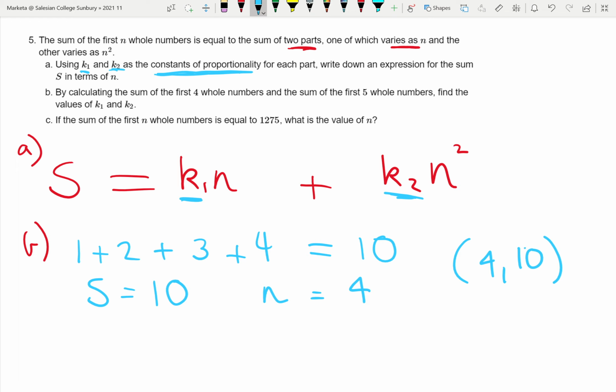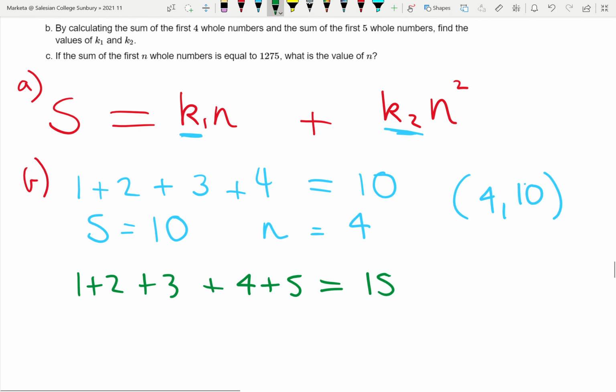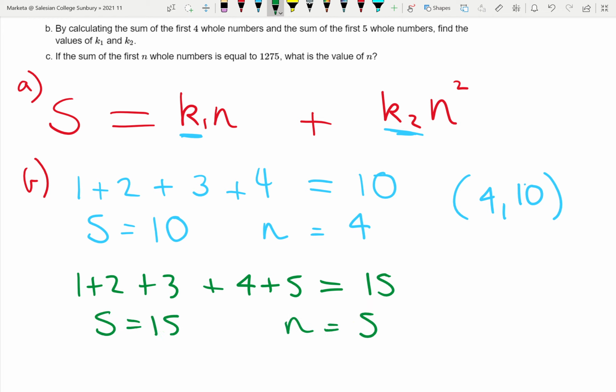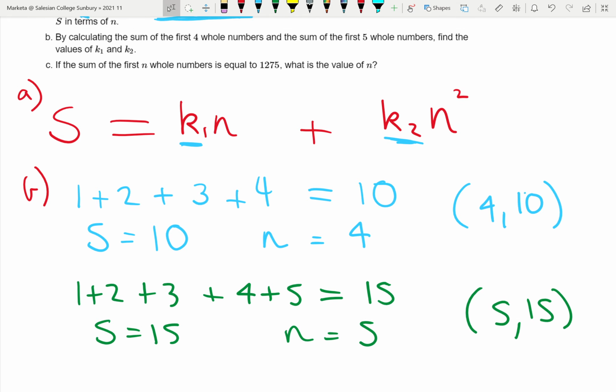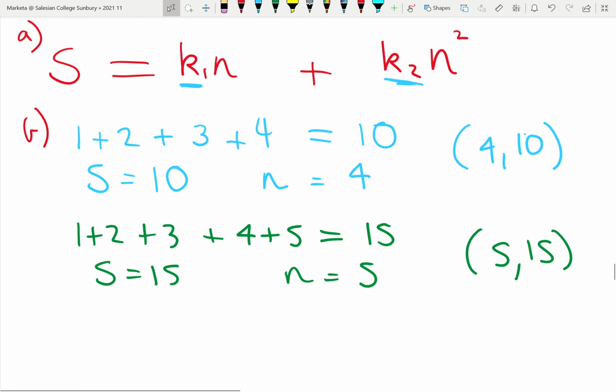The next bit, we're going to do the first 5 whole numbers: 1 plus 2 plus 3 plus 4 plus 5, well, that must equal 15. So the sum is 15 and the number of whole numbers is 5. So our second point is 5, 15. Now we can find the values of K1 and K2 because we can substitute them in, so I'm going to do that.